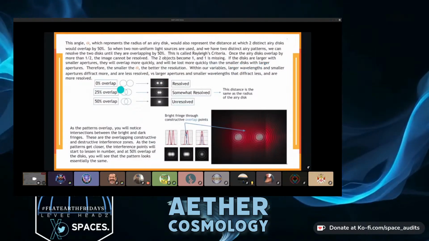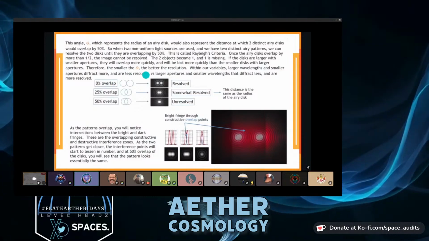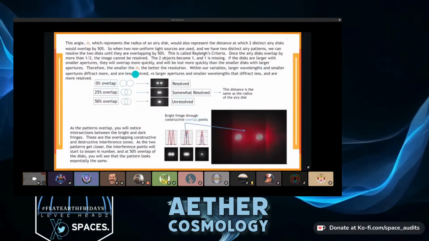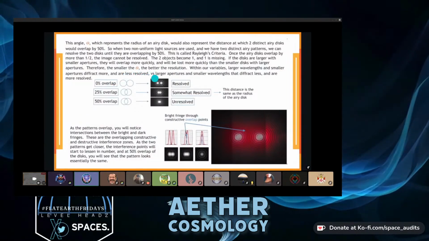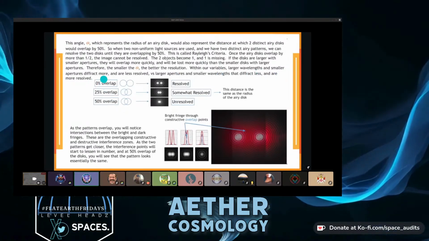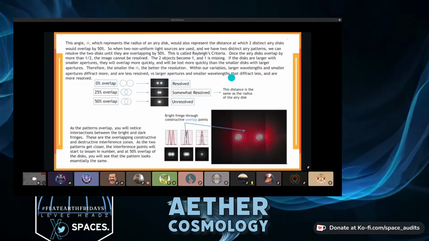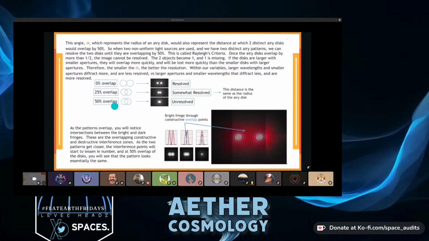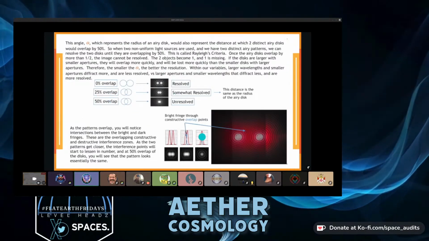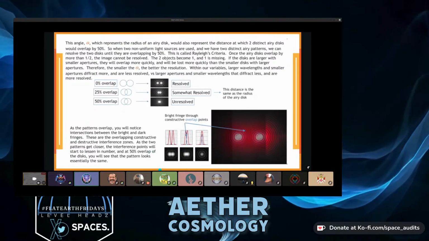Right. So if the disks were small, they'd overlap quickly, and if they were bigger, they would overlap slower. So the smaller theta, the smaller the angular resolution, the better the resolution. The larger wavelengths and smaller apertures diffract more and are less resolved, versus the larger apertures and smaller wavelengths that diffract less and are more resolved. So this is just going over that principle and how it gets scaled dynamically to maximum and minimum on either side.